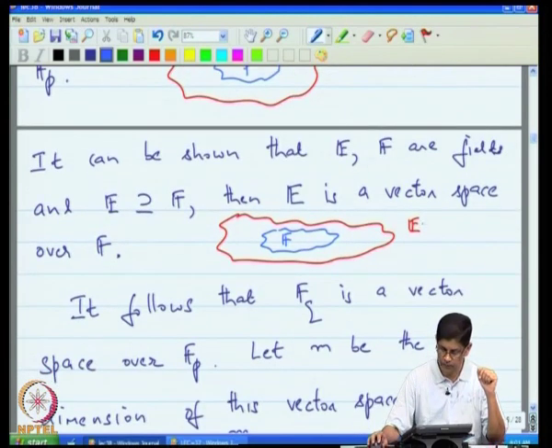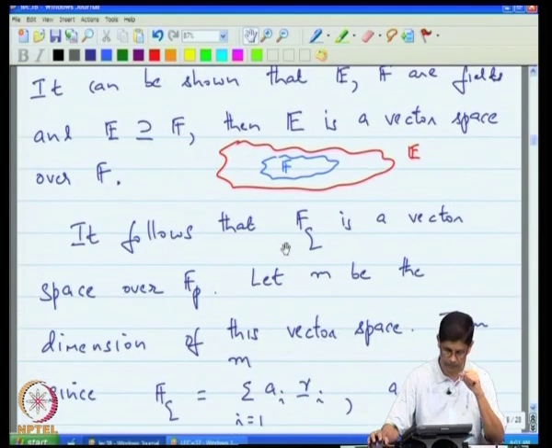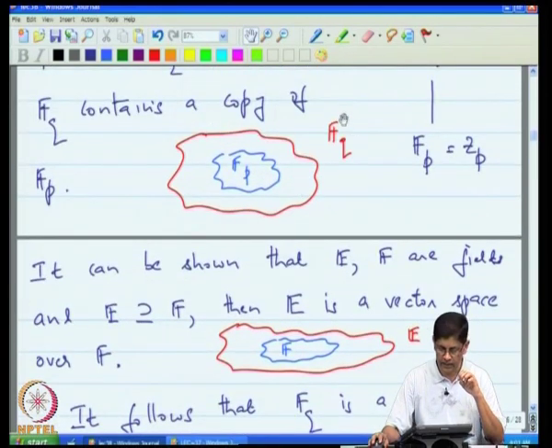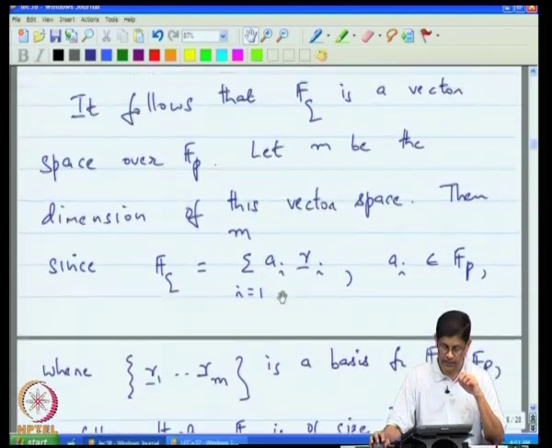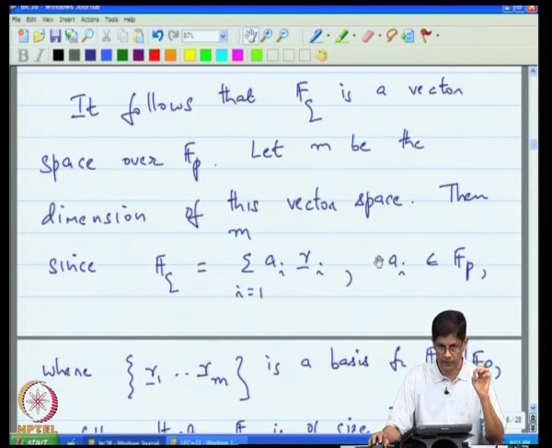So, the larger field will be a vector space over the smaller field, which means you can think of the elements in the bigger field as if they were vectors over the smaller field. Now, in particular, that means that in our situation here, the finite field of Q elements is a vector space over the finite field of P elements.